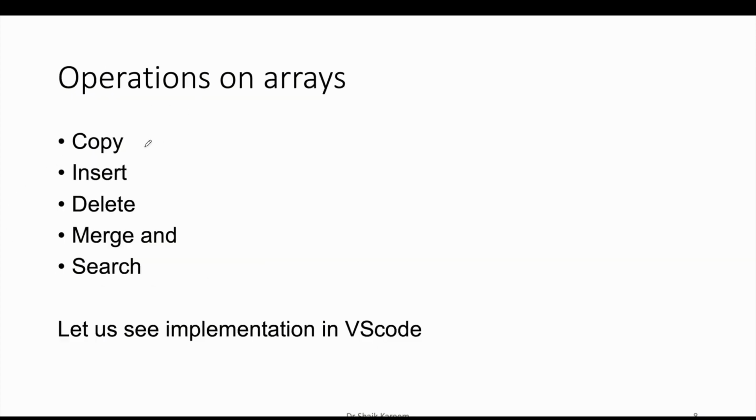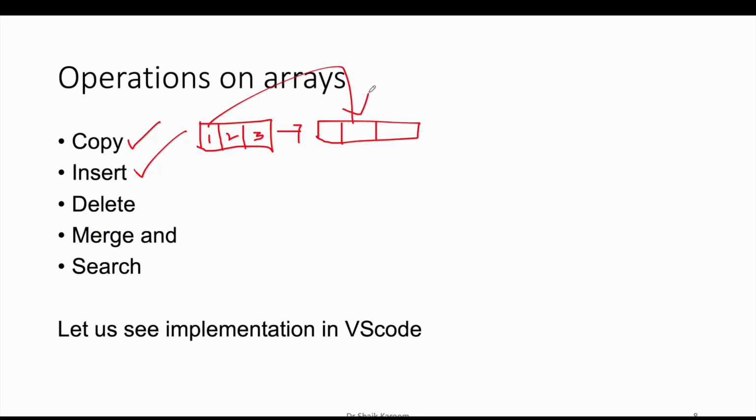Now the important thing is what different operations we can perform on an array. First, we can copy the contents of one array to another array, and we can insert an element at any position. For example, suppose there is an array with three elements, 1, 2 and 3. I want to copy this content to another array of the same size but with a different name. That is one operation.